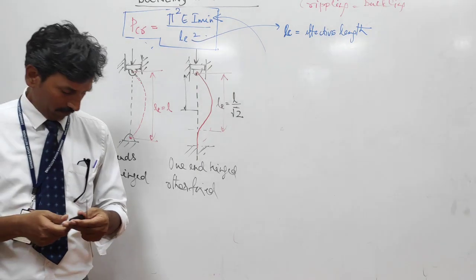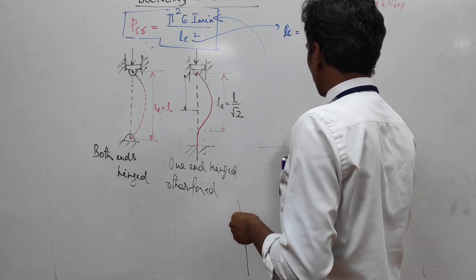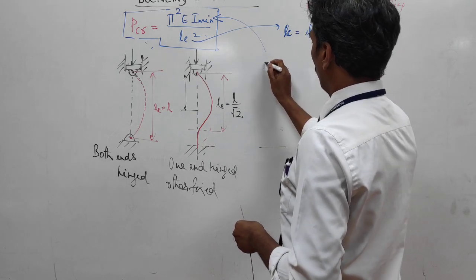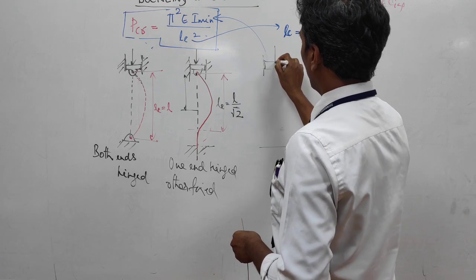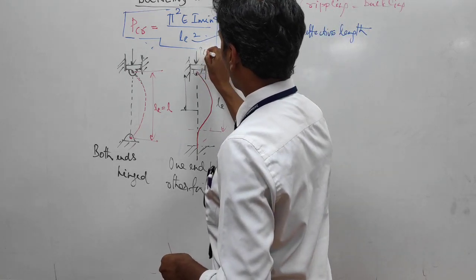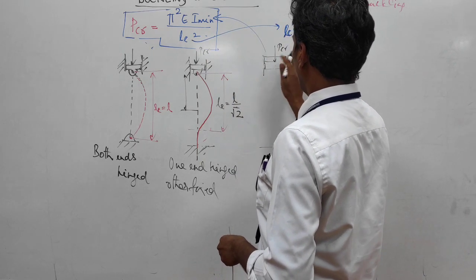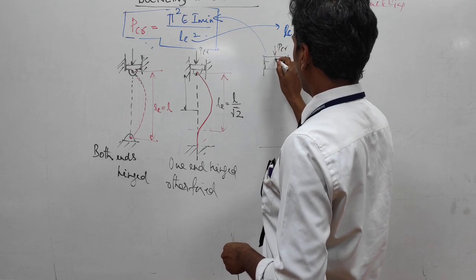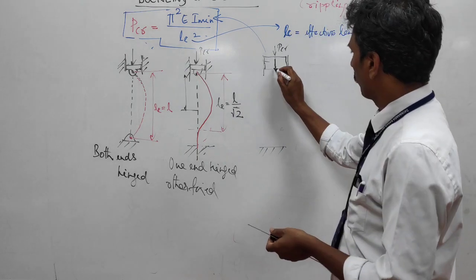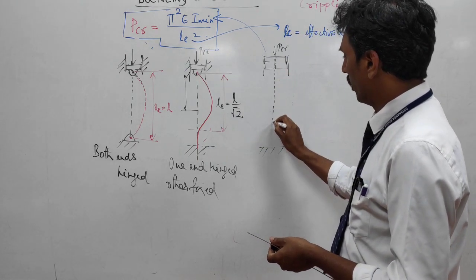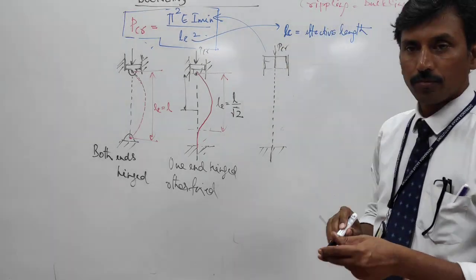Both sides fixed. So here I'll fix both sides, but I have to apply load. Here I'm applying load, here also I'm applying load P_CR. But this block is quite thick, into which I can actually embed this material. The column goes like this to either side.